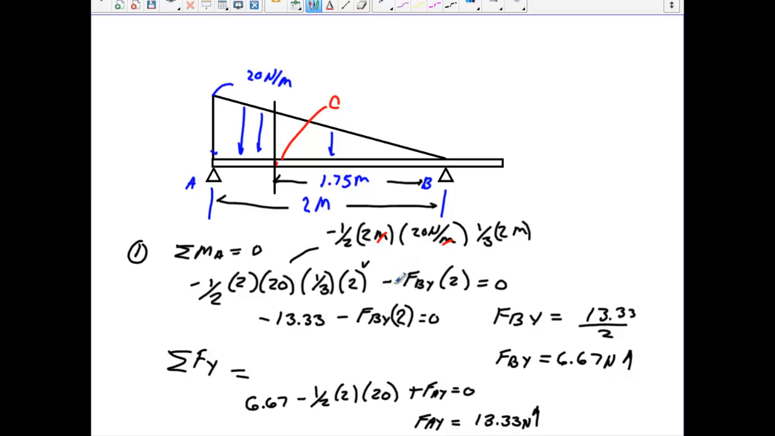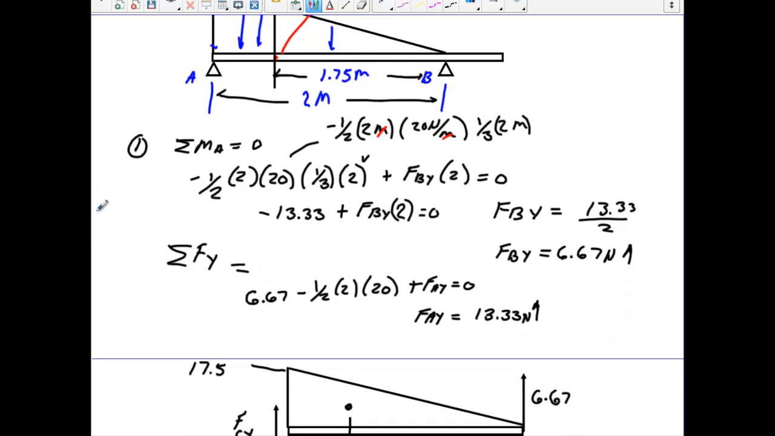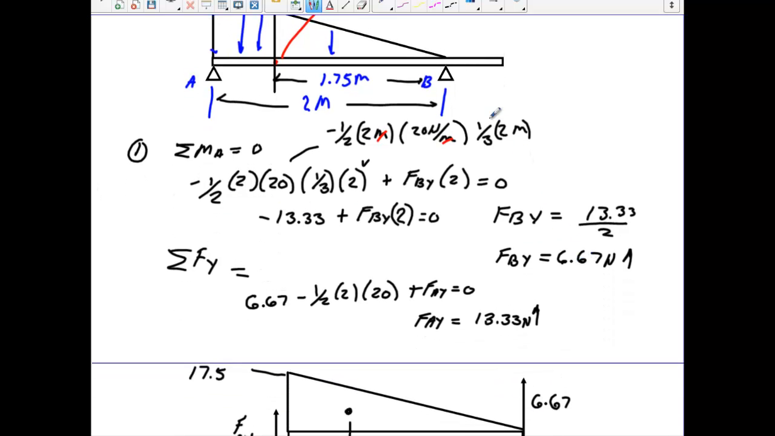And then I add FBY times 2. I'm assuming this goes back this way, I'll let this be negative going this way. And when I do that, I get FBY equal to 6.67 going up. So once you get that, the second thing is sum the forces in the y direction. I get 6.7 going up minus the 1/2 times the 2 times the 20 plus FAY is equal to 0. Solve. FAY is equal to 13.33 newtons.